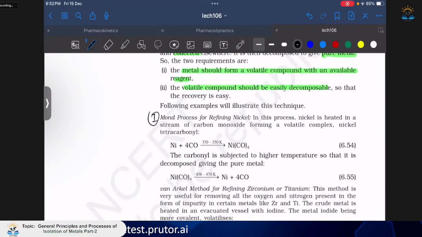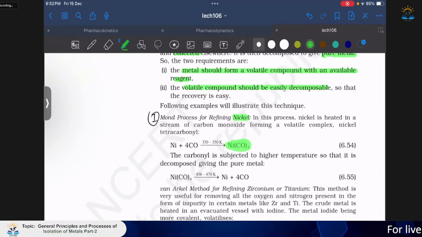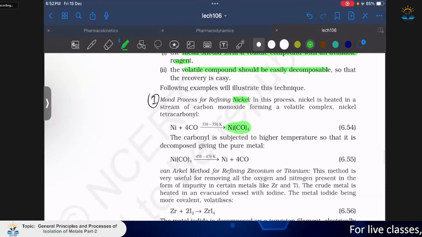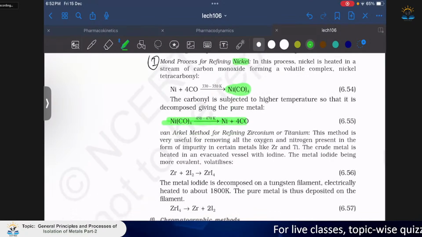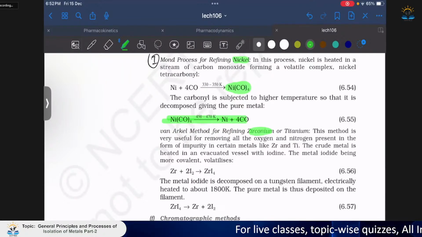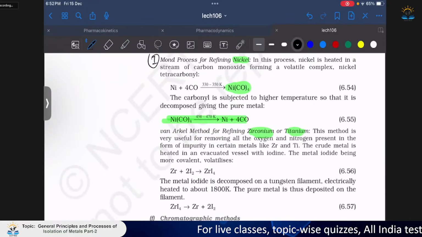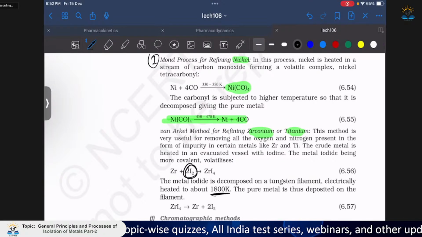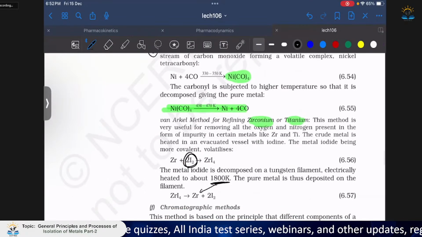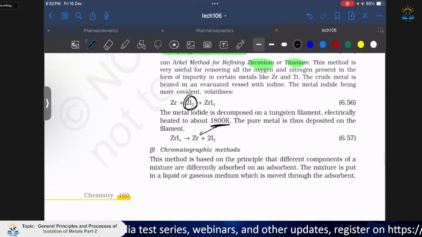First, the Mond process. It is for nickel. Nickel forms a volatile complex with carbon monoxide, and this is easier to decompose at a bit higher temperature. Then there is the van Arkel method for refining zirconium or titanium. They form complexes with iodine, and they are heated at 1800 Kelvin to get the metal back. Then there are chromatographic methods.